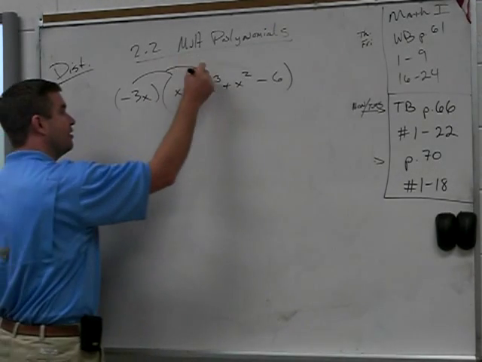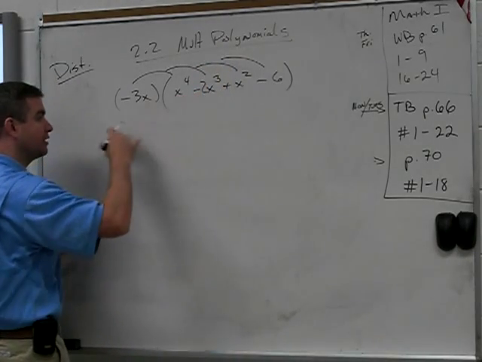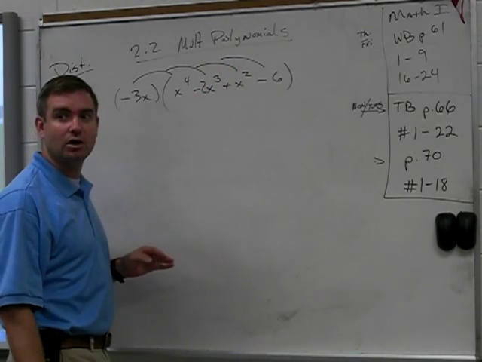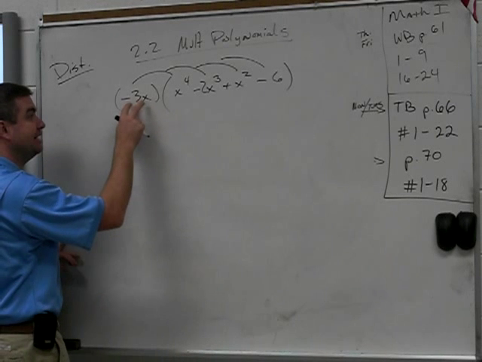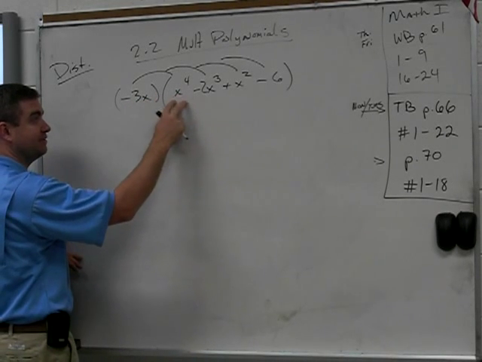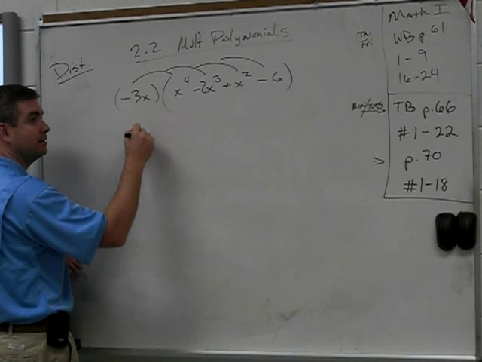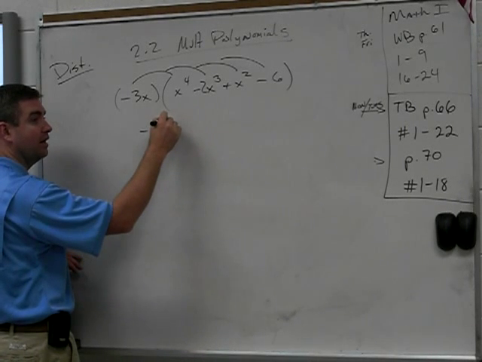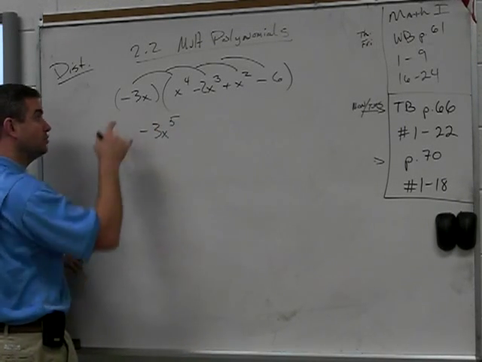So we're going to do it here, here, here, and here. I'm not going to write it out like I did last time. That takes too long. You ought to be able to do it in your head. Negative 3x times x to the 4th. What's that going to be? Negative 3x to the what? To the 5th power.